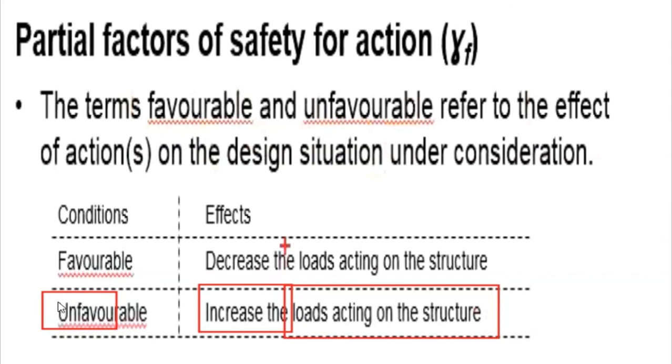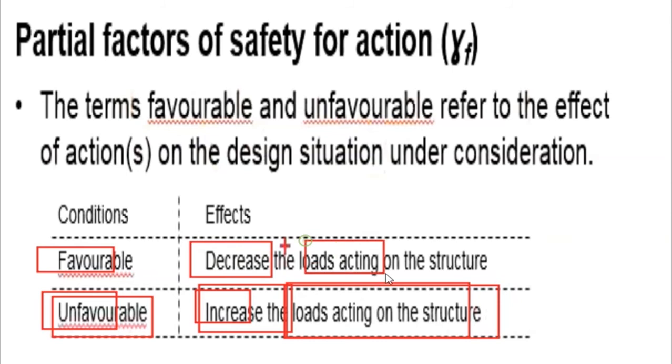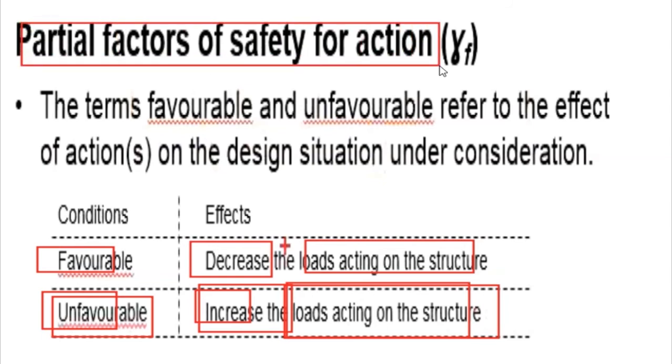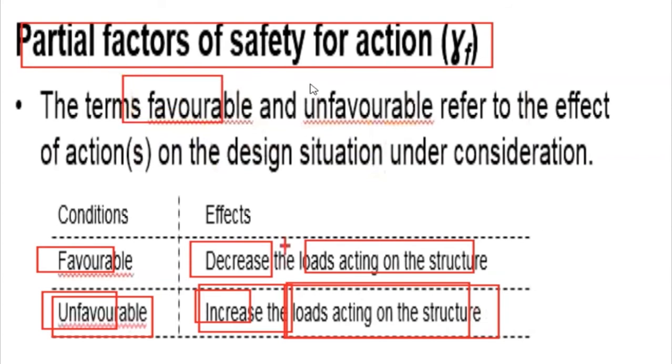So once you consider it unfavorable, it means the value is increasing the loading action on the structure. But it is considered favorable once it is decreasing the loading action for the structure. And that is the difference between favorable and unfavorable. That affects the so-called partial factor of safety to be considered for the design, whether it is favorable or unfavorable.